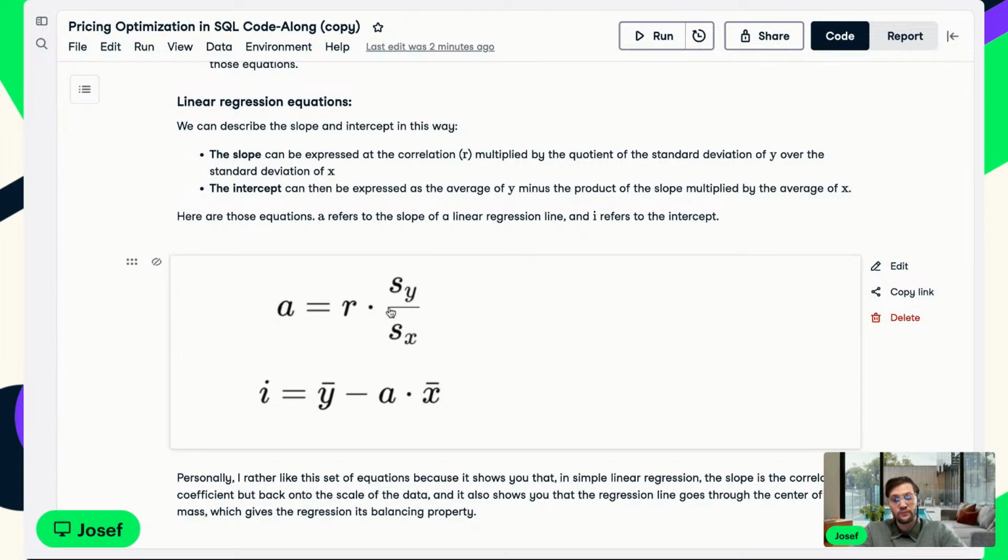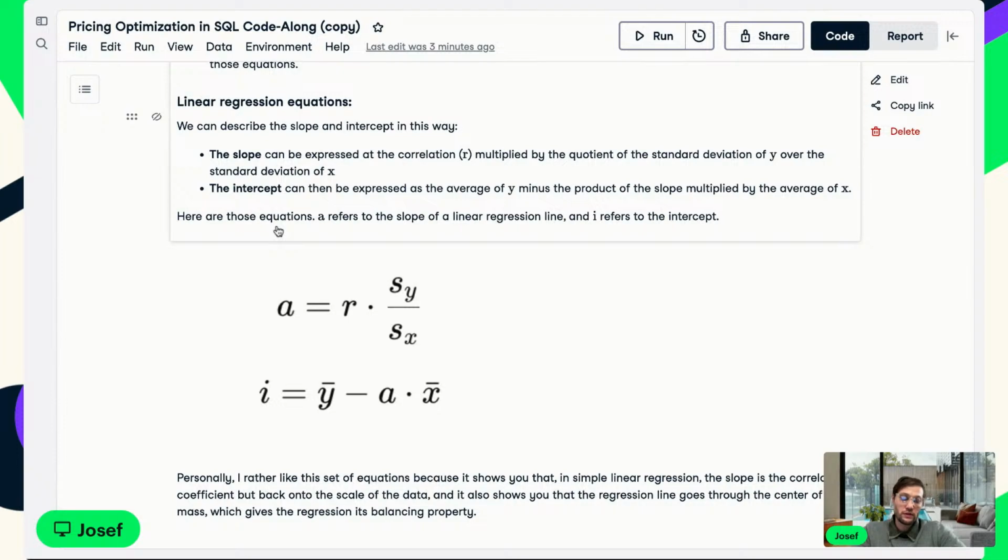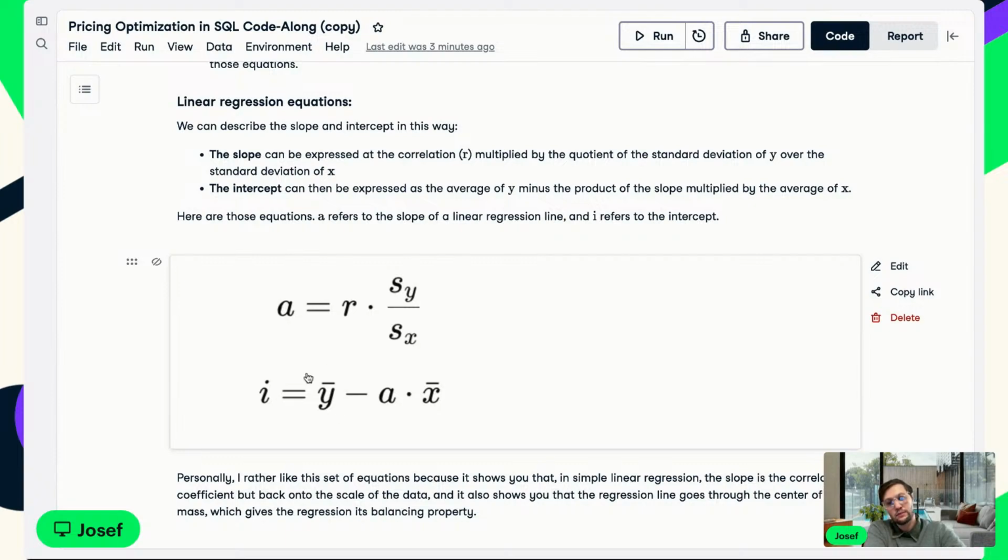Now, this formula I really like because you're really saying that it's the correlation between the two variables, X and Y, put back onto the scale of the original data, which is why you're multiplying by the quotient of the standard deviation of Y over X. And then if you look at the formula for the intercept, you have Y bar, the bar above Y you pronounce as Y bar, and the bar above X you pronounce as X bar. So you're setting the intercept so that the regression line goes through the center of mass of the data points, which is why linear regression has that sort of balancing property.